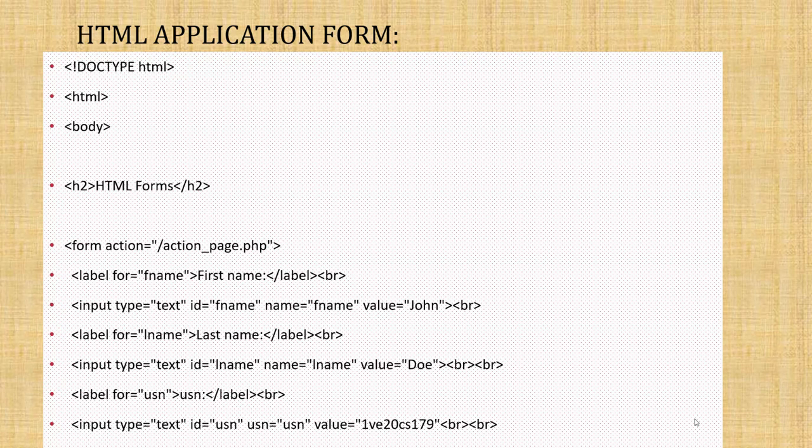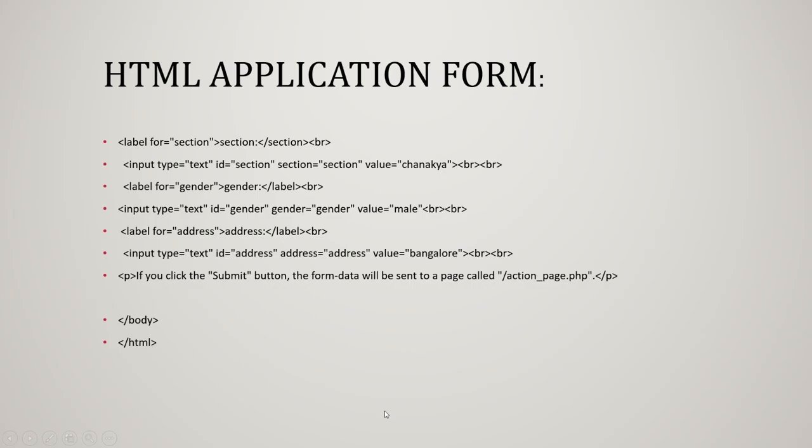Last name, same as, I'm including label. Okay, in the last name I'm giving Doe, followed by this is the USN. It is an application form. Okay, this is a BR as a break statement. Input type is same, text, USN. This is a value I'm including. This is the section field.